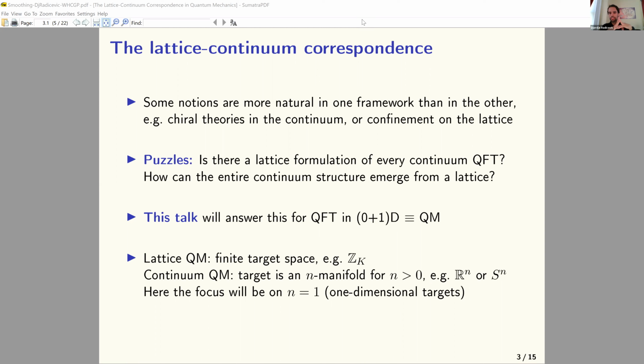And here I will just focus on n=1. So I will focus on one-dimensional target spaces. In particular, I will focus on how a theory of a particle moving on R or on a circle, S1, emerges from a lattice theory of a particle moving on a Z_k target space with a sufficiently large k.